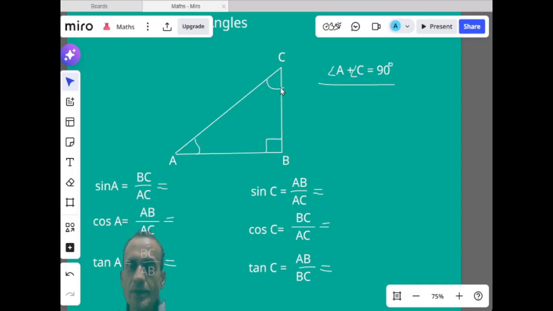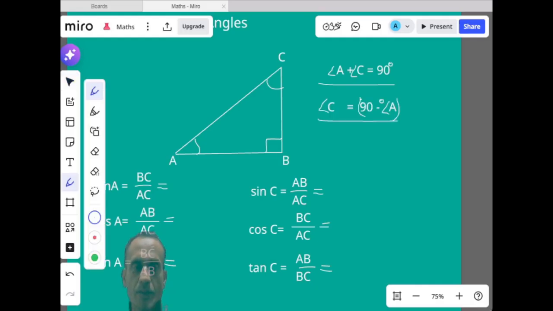Similarly, if we take C as an angle, then sine of C, for C the opposite side is AB, so AB by hypotenuse AC. Cos C, for C the adjacent side is BC, so it is BC by AC. And the perpendicular side for C is AB, so tan C is perpendicular side by adjacent side, or P by B. P is AB, B is BC. But angle A and angle C sum to 90 degrees, so in place of C we can write 90 minus A. So from this equation we get C is equal to 90 minus A.